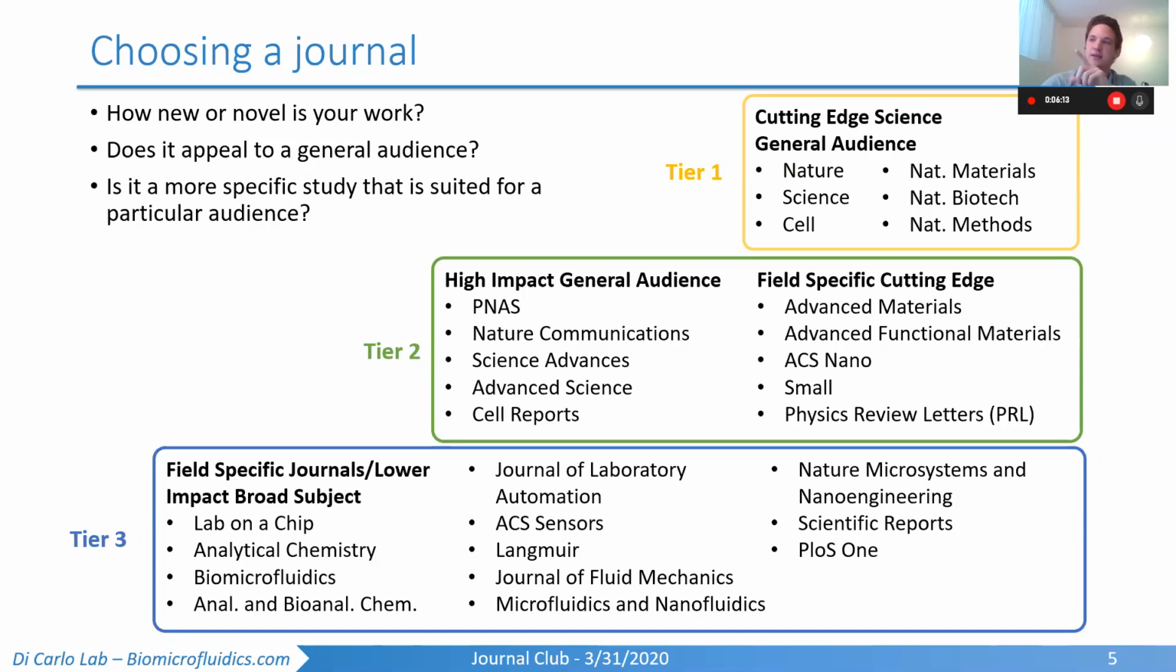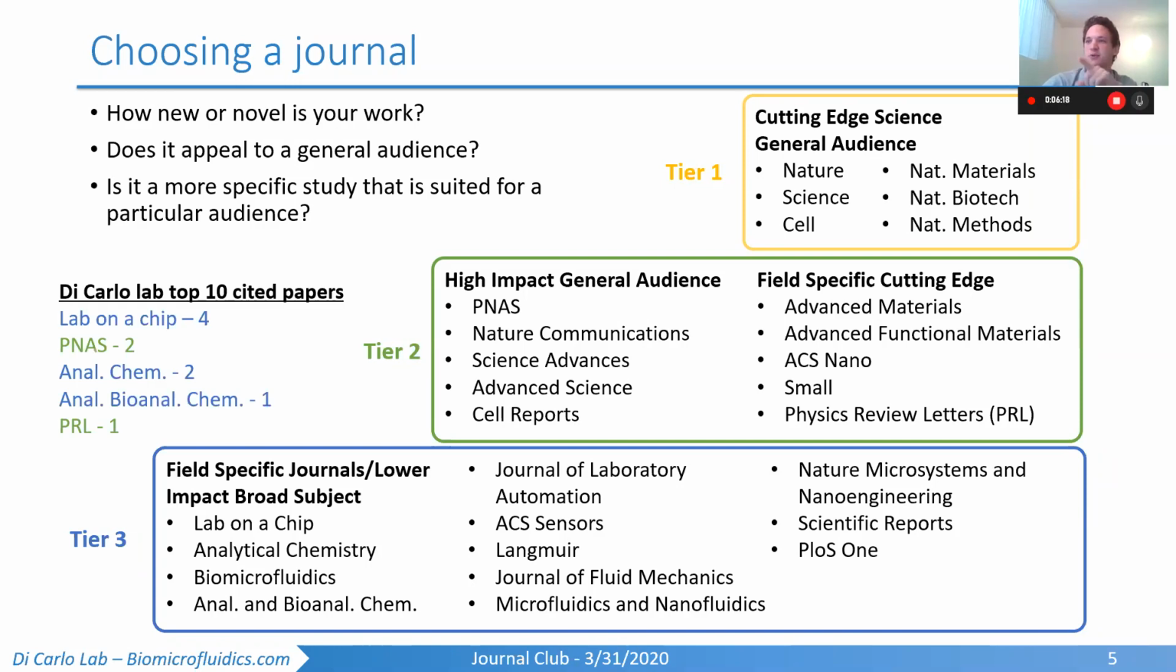So I went through all of the Carlo Lab papers, and of the top 10 most cited papers, 4 were in Lab on a Chip, 2 in PNAS, 2 in Analytical Chemistry, 1 in Bioanalytical Chemistry, and 1 in PRL. We do have some papers in higher journals, like Nature Materials and Nature Methods, that aren't necessarily our most cited. So I think the key part here is understanding who your audience is, so that you can frame your story in terms of that. Does anyone have any comments or questions on this?